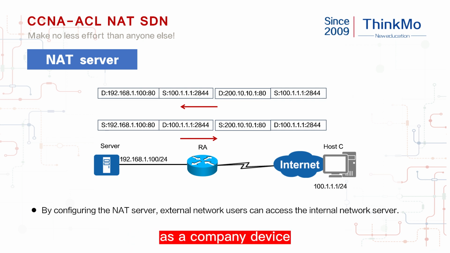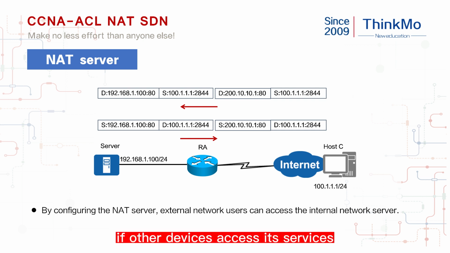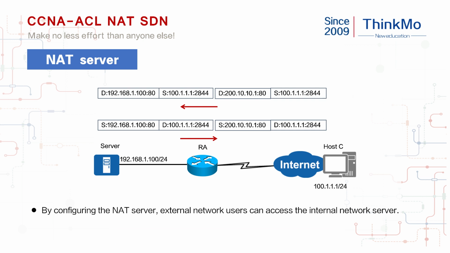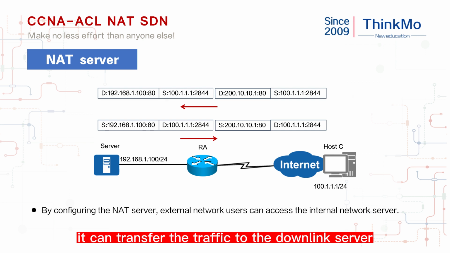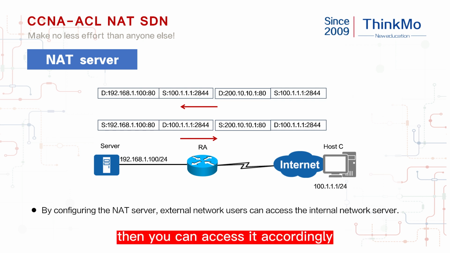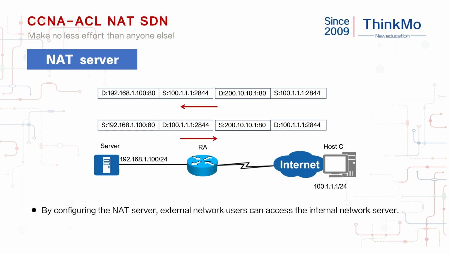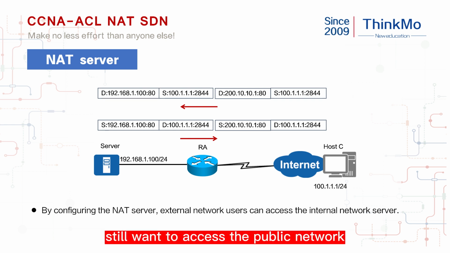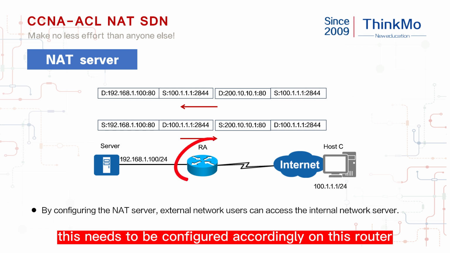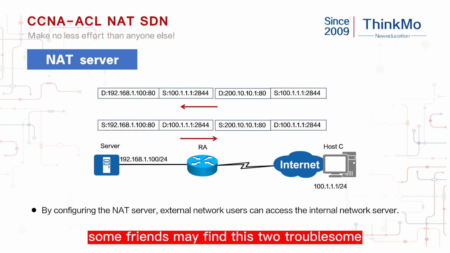As a company device, it can be configured. If other devices access its services, it can transfer the traffic to the downlink server. Then you can access it accordingly. To be honest, if you still want to access the public network, this needs to be configured accordingly on this router. Some friends may find this too troublesome. You have to configure one by one.